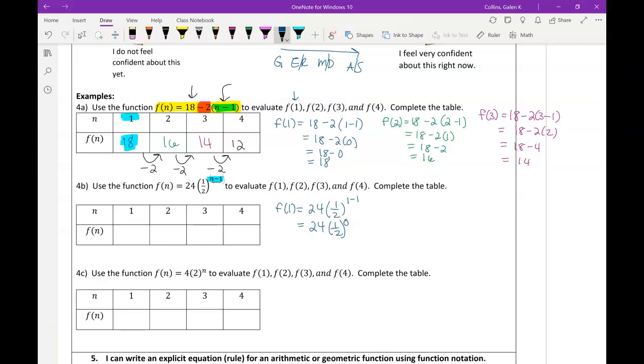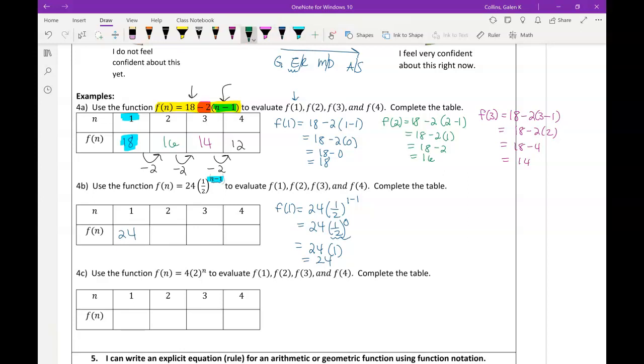All right, so I know that I want to evaluate an exponent before I move on to multiplication. So 1/2 to the power of 0, we just said, is going to be 1 because 1/2 is not 0. So this is just 24 times 1, which is 24. Okay, we'll just do a couple more and then I bet we'll see that pattern, if we don't see it already.